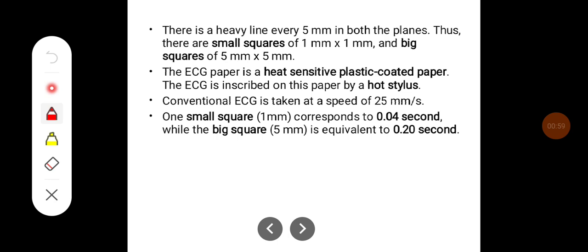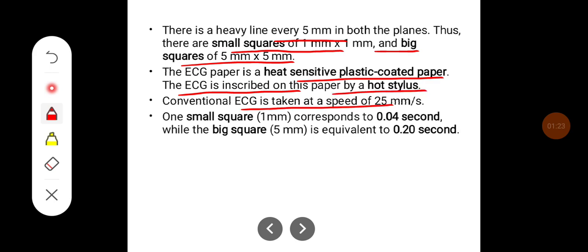There are heavy lines every 5 millimeters in both the planes. Thus, there are small squares of 1 mm into 1 mm and big squares of 5 millimeter into 5 millimeter. The ECG paper is heat sensitive plastic coated paper. The ECG is inscribed on this paper by hot stylus. Conventional ECG is taken at the speed of 25 millimeters per second. One small square, that is 1 mm, corresponds to 0.04 second, while the big square 5 millimeter is equivalent to 0.2 second.